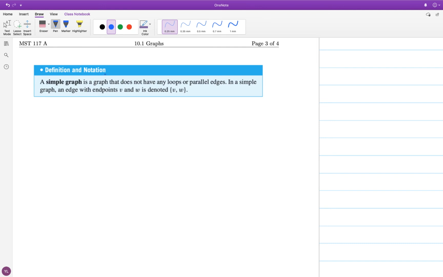A simple graph. These are the types of graphs that we're mostly going to be studying. So a simple graph is a graph that does not have any loops and does not have any parallel edges. And we're going to be studying regular graphs, not digraphs. So we're just going to be studying graphs that look like this. This is a perfectly good simple graph.